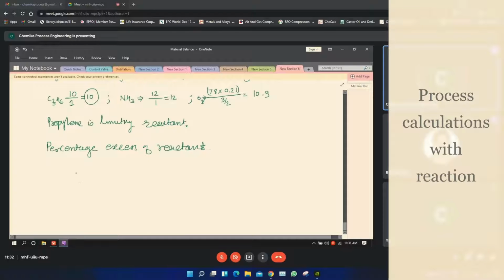So for ammonia, the percent ammonia excess will be feed minus the amount required by stoichiometry. We are calculating how much excess there is stoichiometrically. The feed is 12, right? Stoichiometrically, how much is required? How to calculate that?